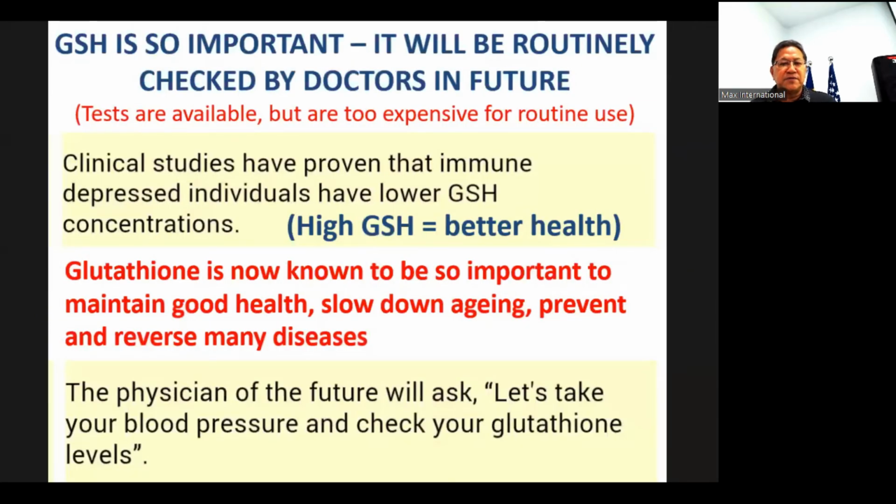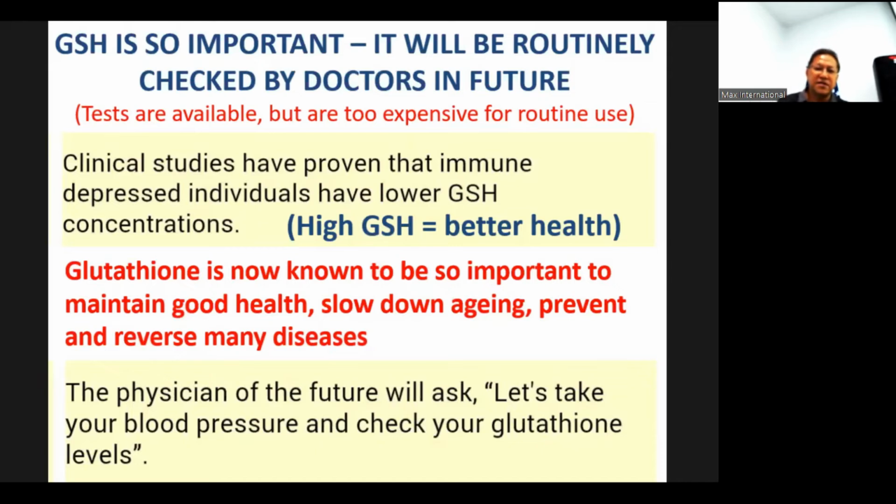So glutathione is so important, it will be routinely checked by doctors in future. Now, why we're not checking is because it's too expensive. In fact, I've checked with all the labs that are servicing my clinic, none of them are testing. But we know the tests are available because we see the levels we quoted in the studies. But the tests are still too expensive.